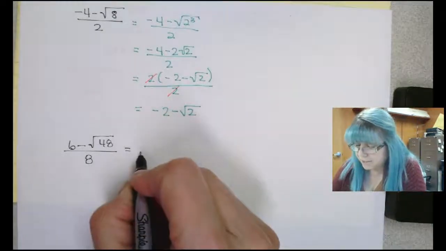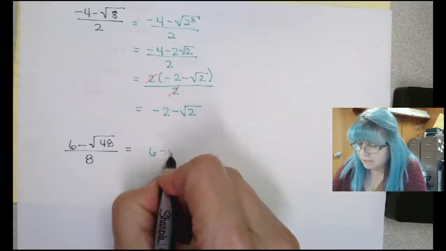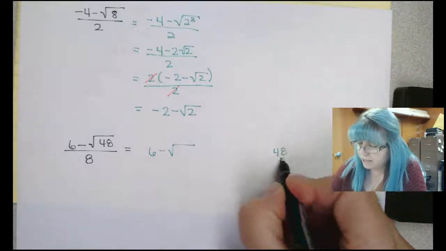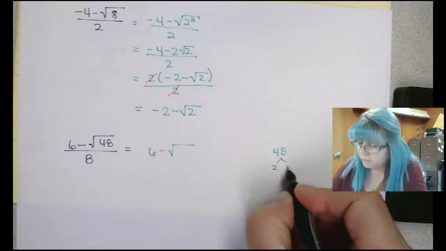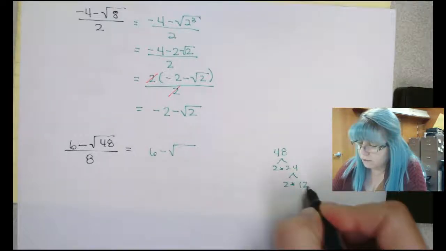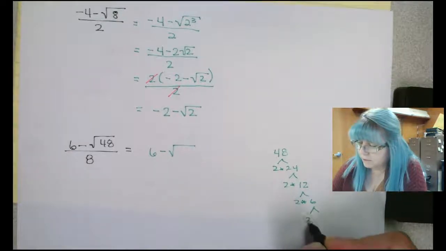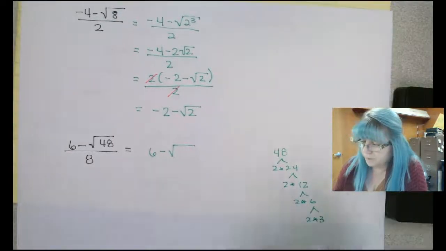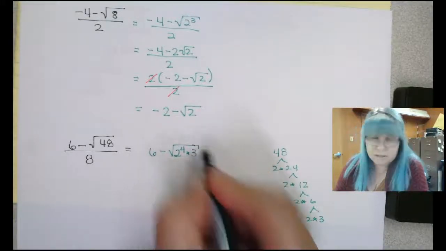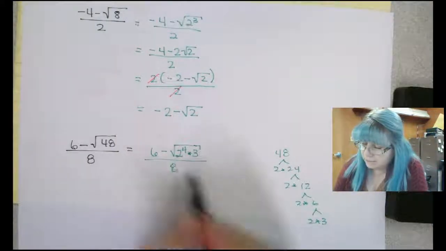Alright, first things first, simplify the radical. 6 minus, and 48 is going to be, well, let's see, 48. There is a 2 in there, 24. There is a 2 in there, 12. There is a 2 in there, 6. And there is a 2 and a 3 in there. Okay, so it's going to be 2 to the 4th times 3, all over 8.